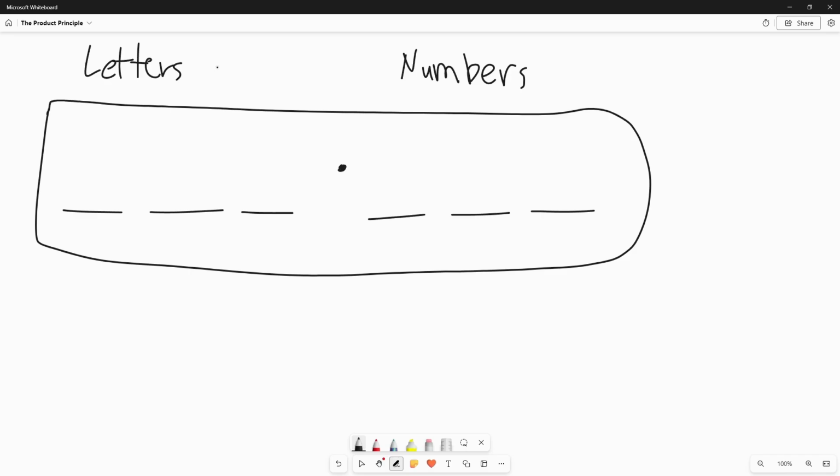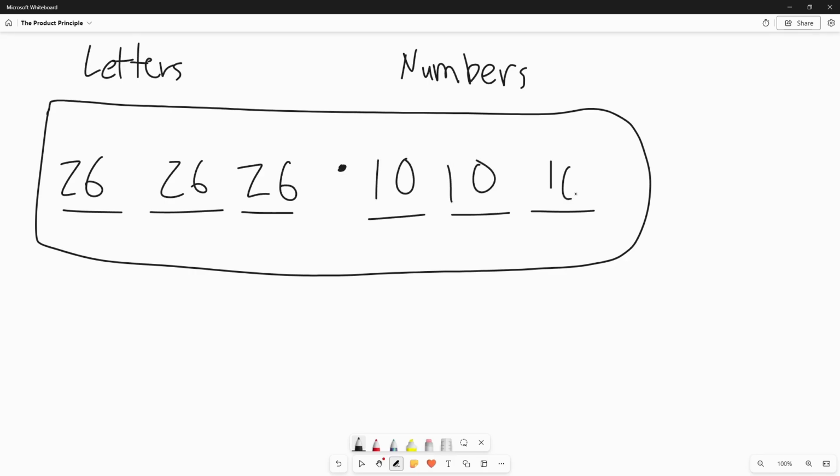So there are 26 letters in total and 10 numbers in total, 0 through 9. And so for each of the letter spaces, there are 26 possibilities. So 26, 26, and 26. And for the numbers, there are also 10 possibilities for each. So 10, 10, and 10. And each of these operations are successive and they are independent.